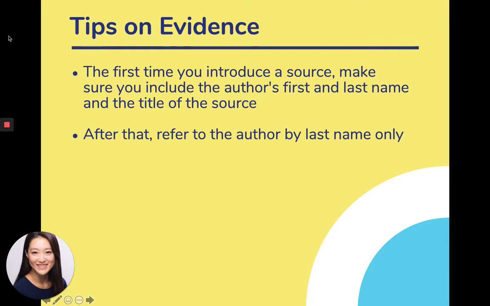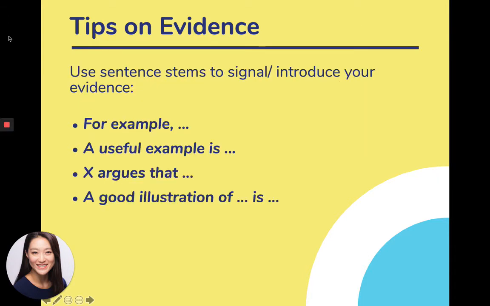Another tip: the first time you introduce a source or evidence, please make sure to introduce the writer's first and last name and the title of the source completely. Remember what we mentioned earlier, your reader is uninformed and they didn't do the research in the same way that you did. They didn't read your sources. So if you simply say something like, in Smith's essay, the first time you mention Smith's essay, your reader is going to be confused. Who's Smith? They're going to ask. At the first mention, please make sure you include their first and last name and the title of the source, and then after that, you can refer to them by last name only.